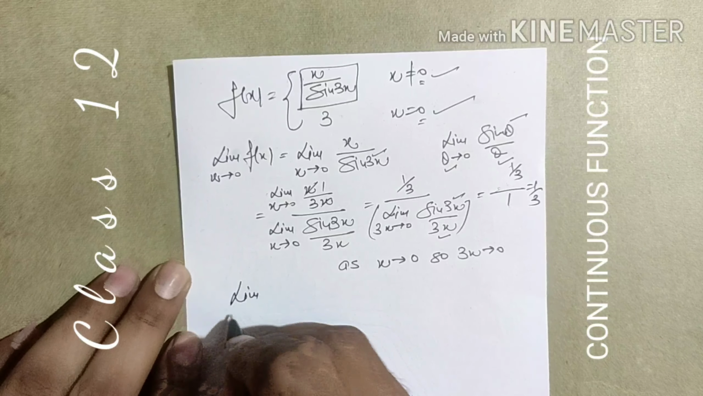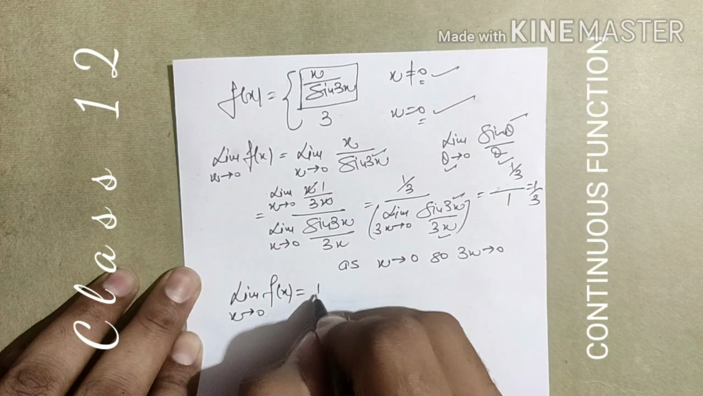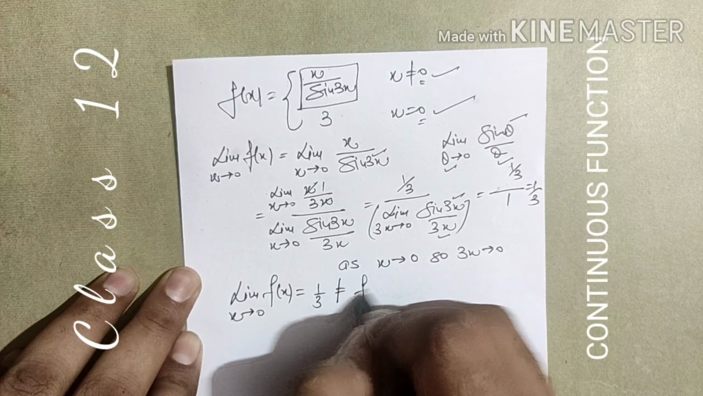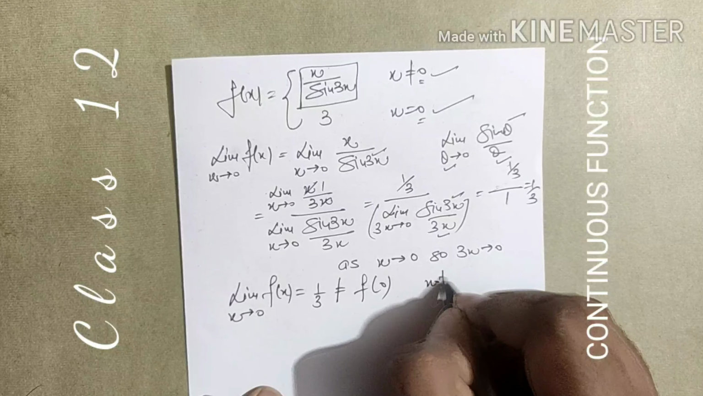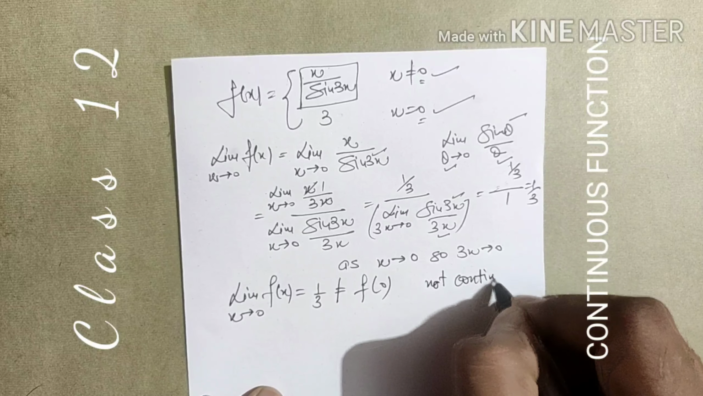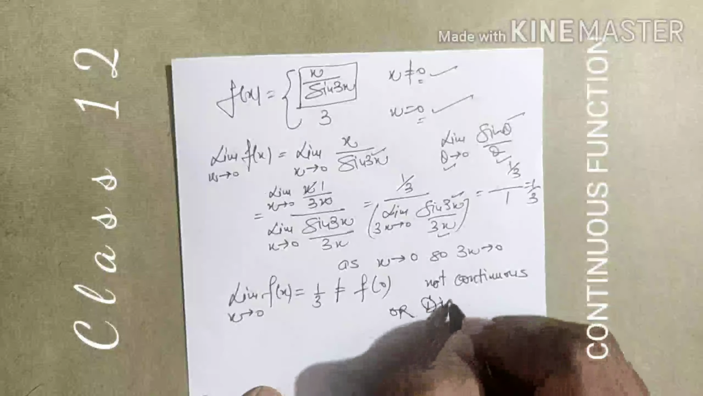This means when we apply the limit at f of x, we get 1 by 3, which is different from the given value of the function. It means the function is not continuous. Otherwise we can say discontinuous.